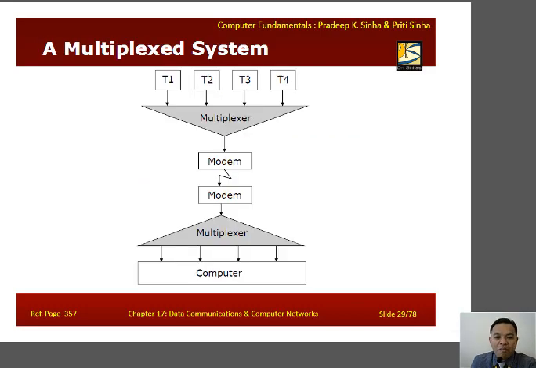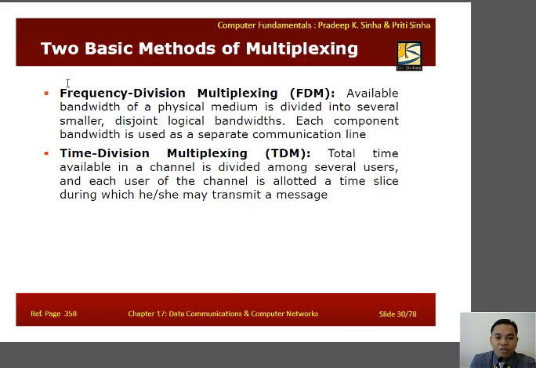So here is a diagram of how a multiplex system works. We have the two basic methods of multiplexing. We have frequency division multiplexing, known as FDM. Here in this type of multiplexing, the available bandwidth of the physical medium is divided into several smaller disjoint logical bandwidths, and each component bandwidth is used as a separate communication line.